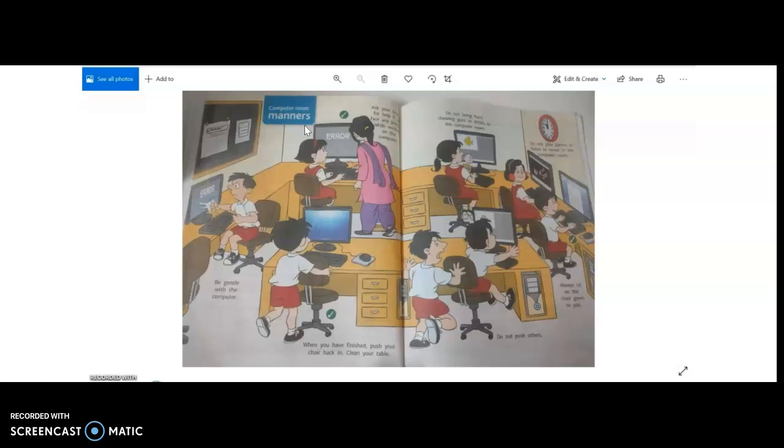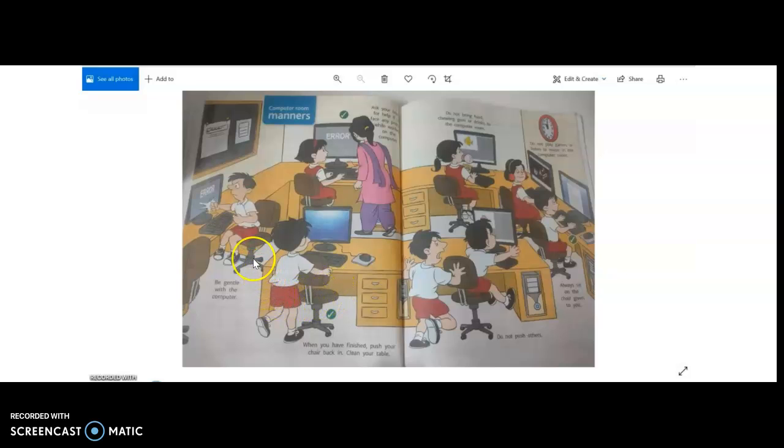We call it a computer lab. In this computer lab, you will have a number of desktops like this. These are called desktops. We will have a number of desktops placed on the tables in a good sequence, and all the students are allowed to operate these desktops with the help of your teacher.